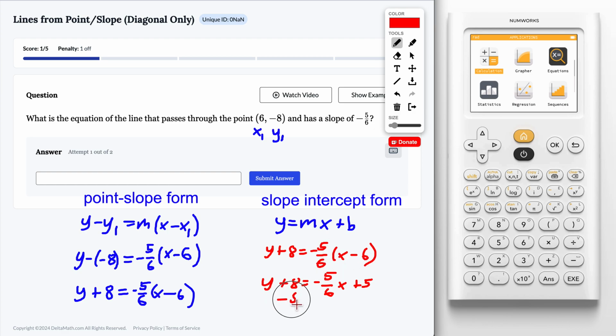Next, I can subtract 8 from both sides. And when I solve this, I have y equals -5/6 x minus 3. This is my slope-intercept form of the equation that I had earlier. So either one represents my original equation, my original situation here with a point of (6, -8) and a slope of -5/6.